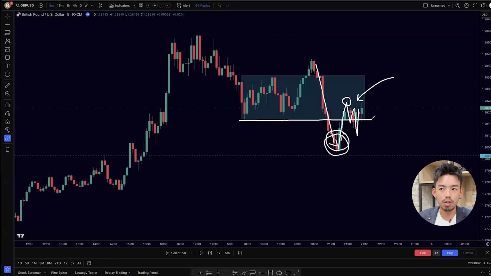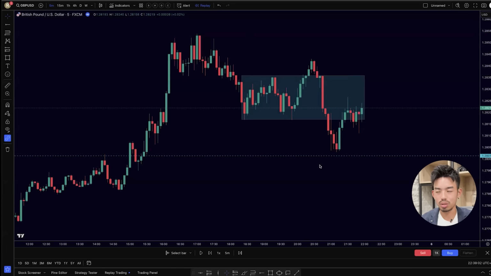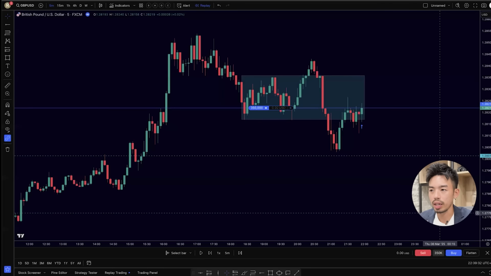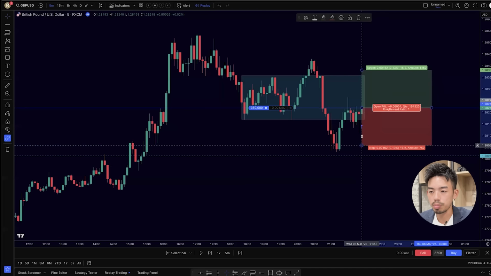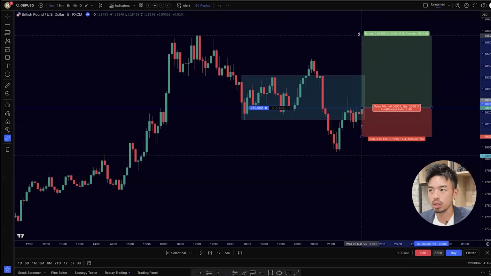Could this be the area where the buyers would launch? So taking all of that into consideration, this is a location where we can look for the buys. Okay, so let's put on a buy position right here at this area, and then let's put our stops below, and then let's take it up to the recent high.